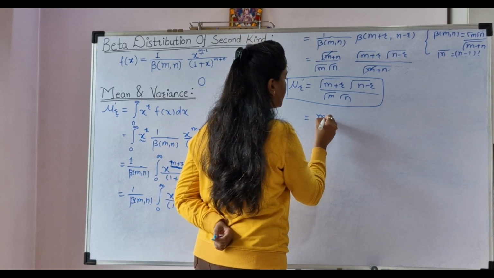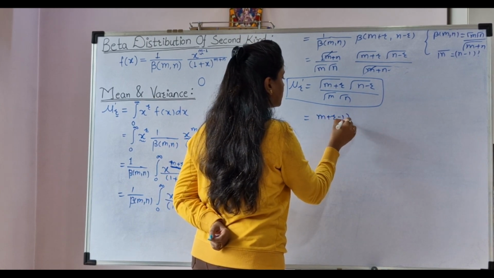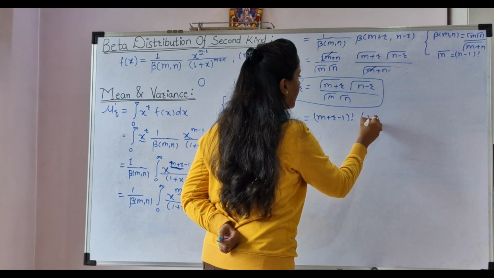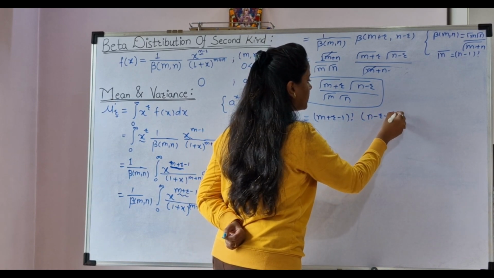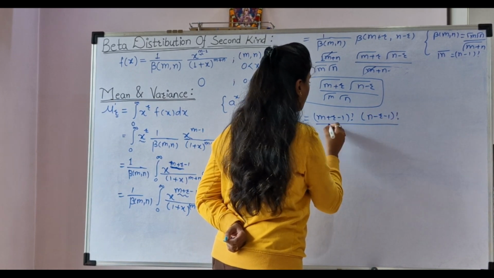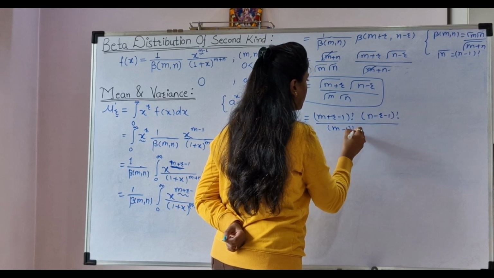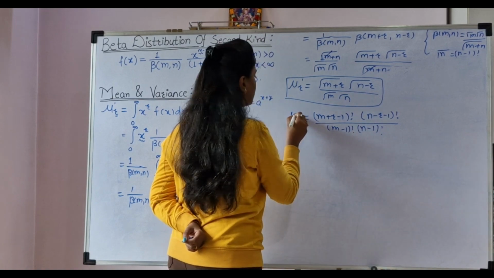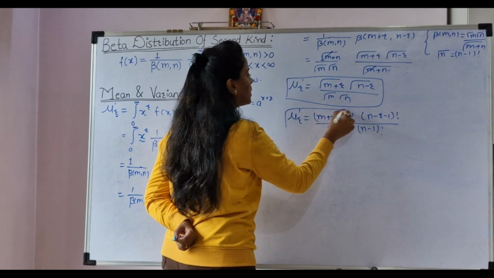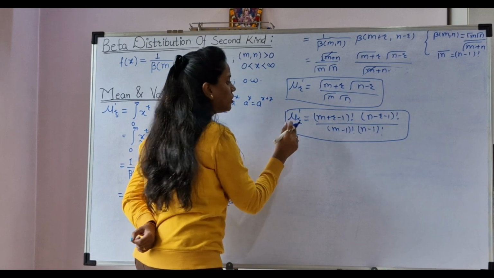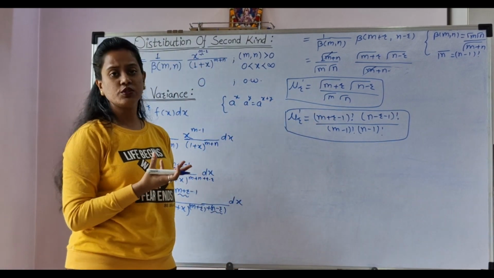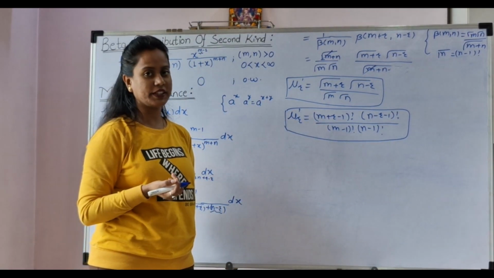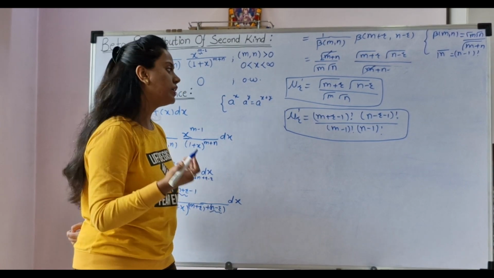So what we will get: m plus r minus 1 factorial n minus r minus 1 factorial upon m minus 1 factorial n minus 1 factorial. So now this is the simplest. We just have to put value of r equals to 1 and 2 to get expectation of x and expectation of x square. So let's do that.